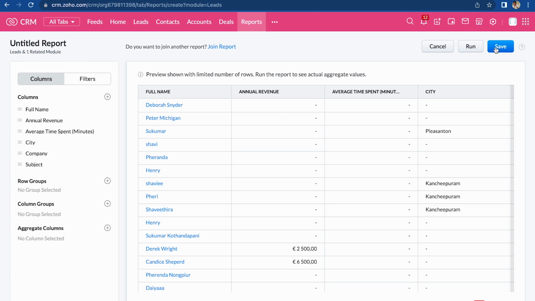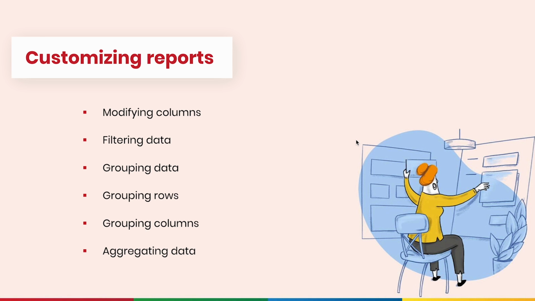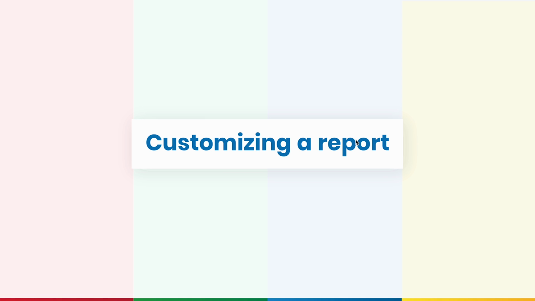You will now see the data you selected arranged in a table. This can be customized as required. When creating a report, you can customize how you want to present the data by grouping or aggregating the columns and rows, filtering data, and showing or hiding fields. This helps you display the exact information you need to analyze how close you are to meeting your business goals. Now let's see how you can customize your reports.